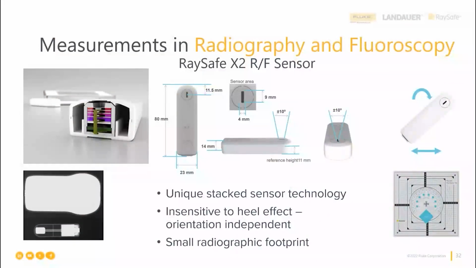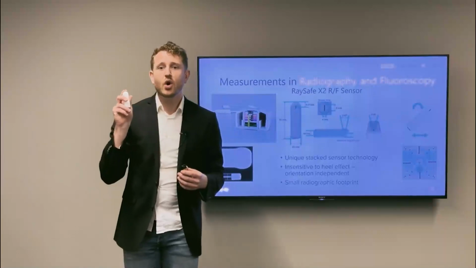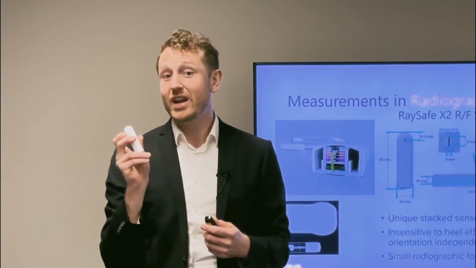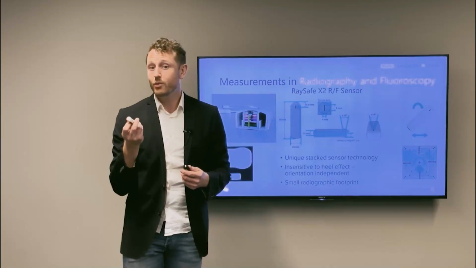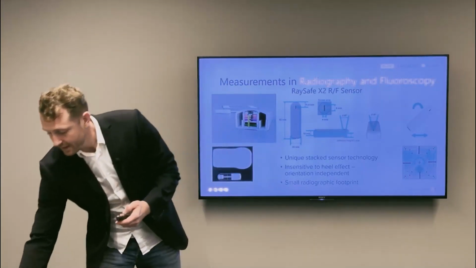Radiography and fluoroscopy are two often used modalities within diagnostic imaging. The X2 RF sensor gives you all wanted parameters with high precision for both modalities. It also has a small radiographic footprint, especially useful in fluoroscopy, where the automatic brightness control is used.